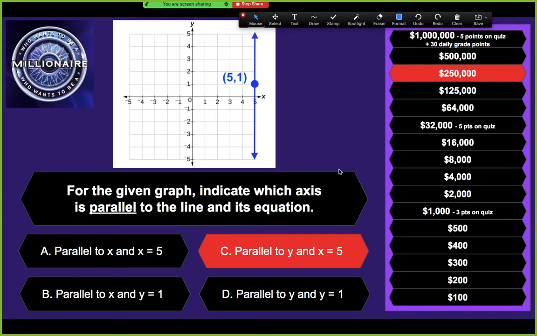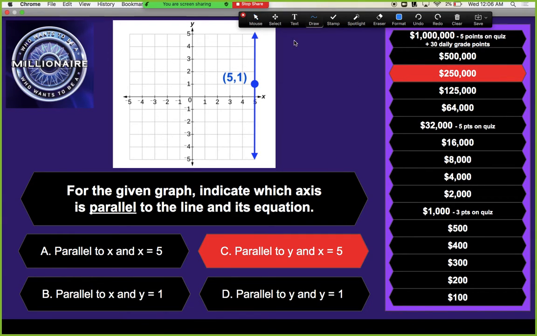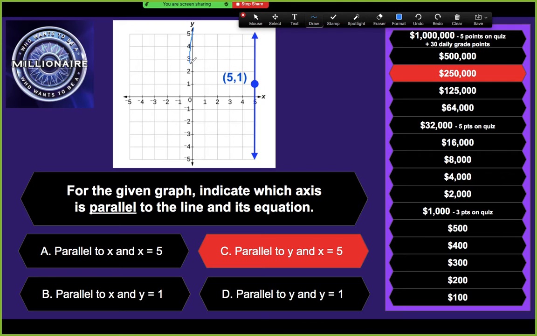So notice here that it's going to be parallel to the y. So notice this is my y here. It's a line that goes up and down, right? Just like this one. So therefore it's parallel to the y. It cannot be parallel to the x because if not, it's going to touch the x. That wouldn't work. All right, and like I said earlier, it goes through the 5 of the x. So it's x is equal to 5.